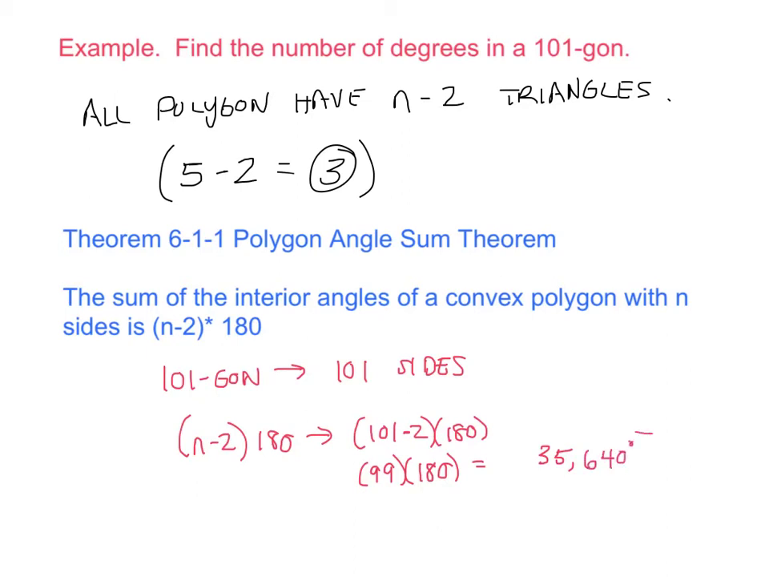35,640 degrees. So kind of how in a triangle all the angles add up to 180, inside of a 101 gon, all the angles add up to 35,640. And so determining in a polygon what the interior angles add up to is quite easy. You just multiply n minus 2 times 180.